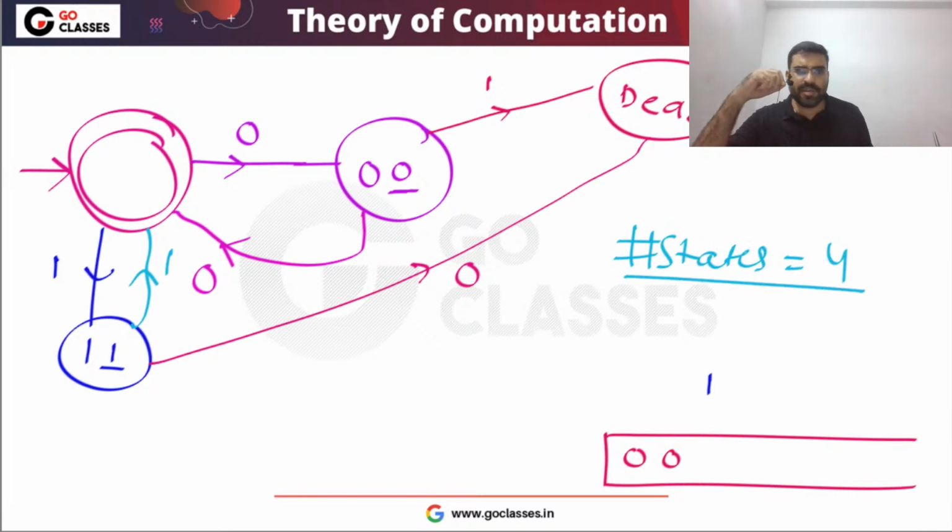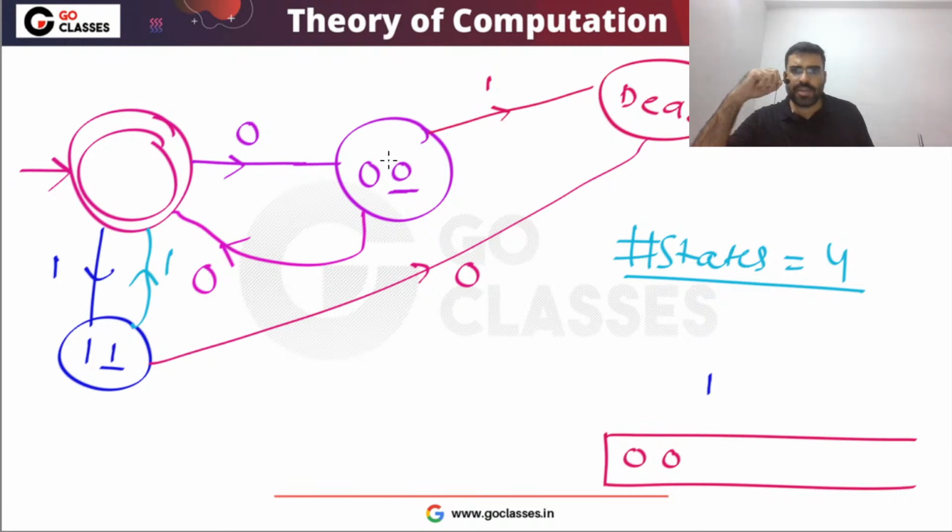Let's check: is this the minimal DFA? All the GoClasses students, please tell me. This state we don't have to compare with anyone, because this is the final state and no one else is a final state. We cannot merge this state with anyone, since it is not equivalent to anyone. So this state will be there in the minimal DFA.